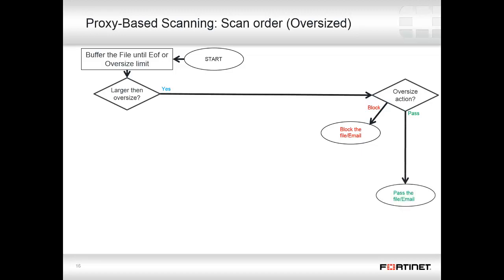Without the entire file, the proxy can't decompress the file if it's an archive, and virus scan can't be performed. If the action is set to pass, then no virus scanning can be performed by the proxy and the file goes through.